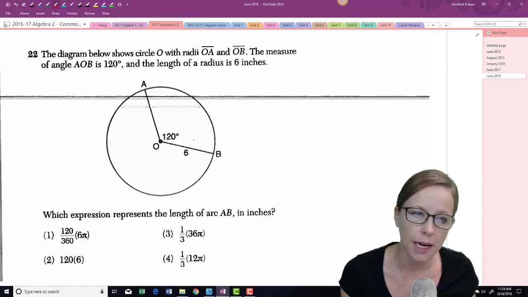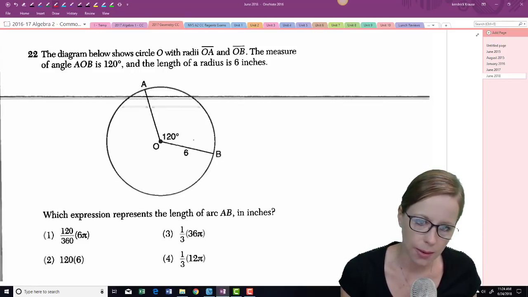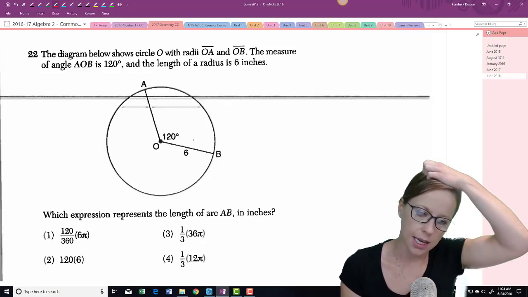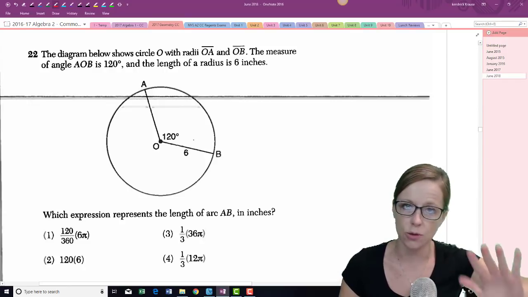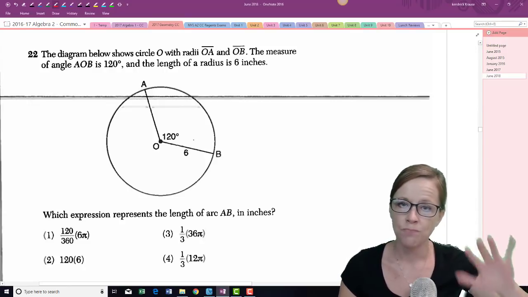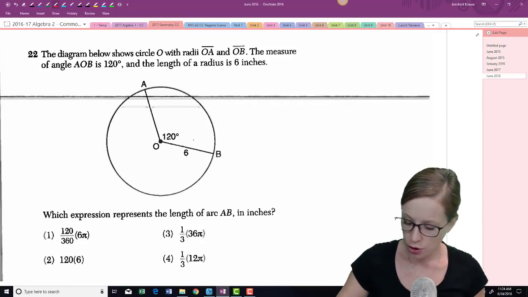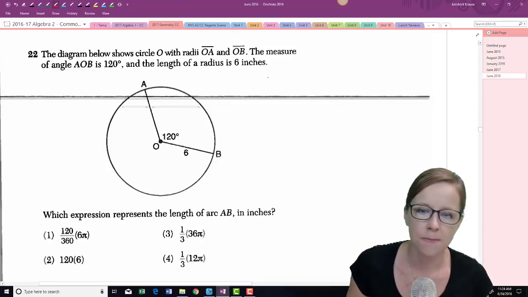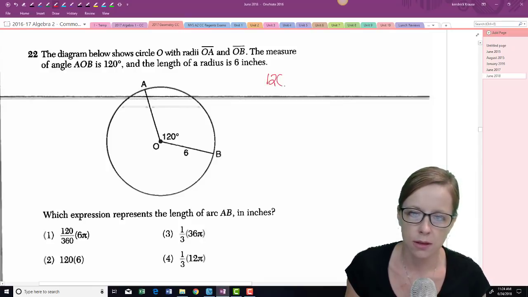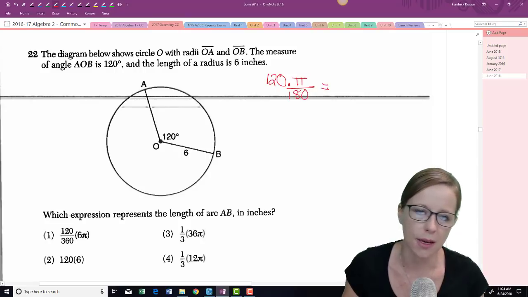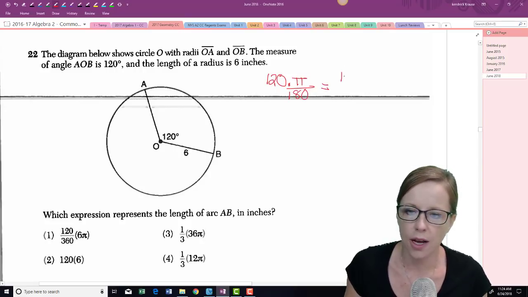The diagram below shows circle O with radii OA and OB. The measure of angle AOB is 120, and the length of the radius is 6 inches. Which expression represents the length of the arc in inches? So if you look at your choices, you can tell that they're all in radians, true? Which means you better change that 120 to radians immediately. Two things you need to know. Changing to radians, you take the angle and you multiply by pi over 180. Depending on how your teacher does it, they might have you do a proportion or something. It's fine. So 120 pi over 180.